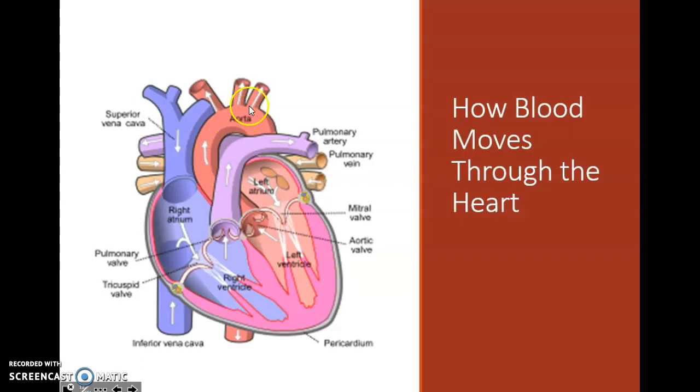it goes through the arteries, the arterioles, the capillaries, drops off all of the oxygen in the body cells, and it picks up carbon dioxide, and then it goes through the venules, the capillaries to the venules, to the veins, and finally back to the superior and inferior vena cava.